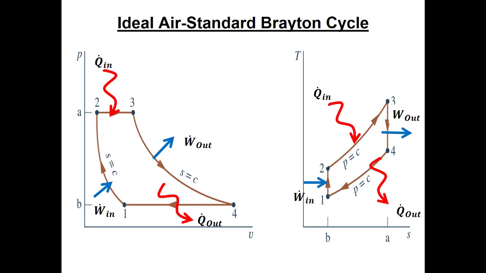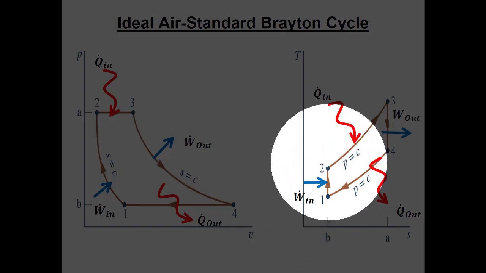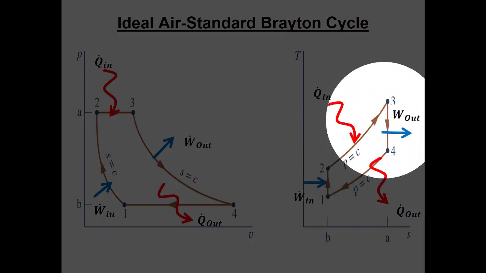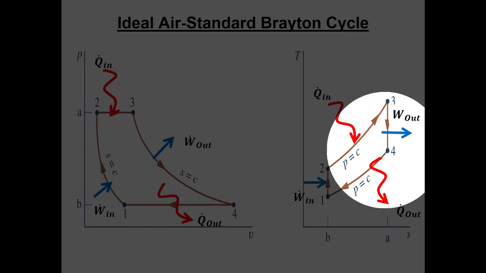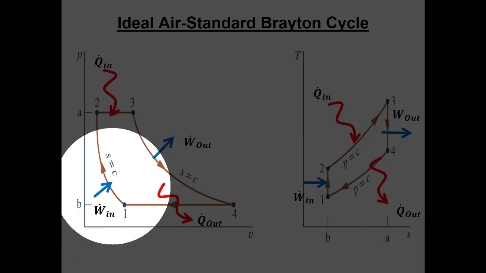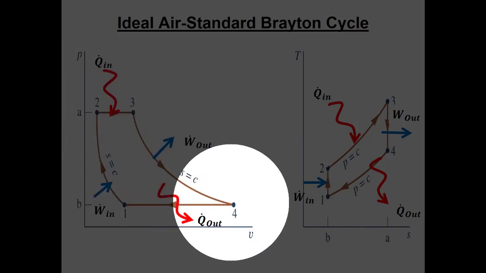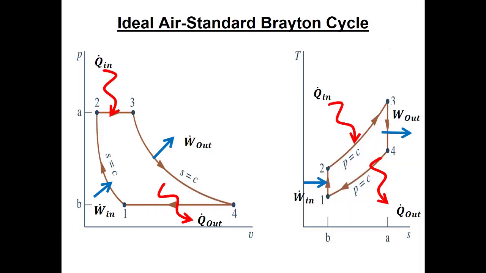If we're drawing a TS diagram, it looks like this. As we compress isentropically, we add heat, we go through our turbine isentropically, and then we reject heat. If we have this same four-component system, what's interesting when we draw these PV diagrams is that we're adding heat and we're rejecting heat at constant pressure.